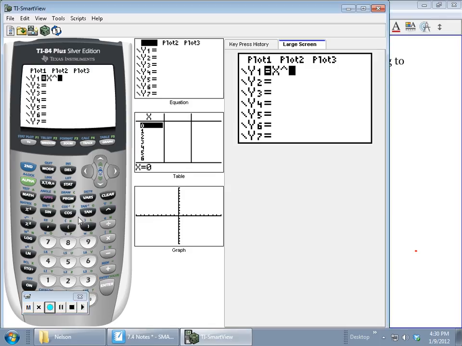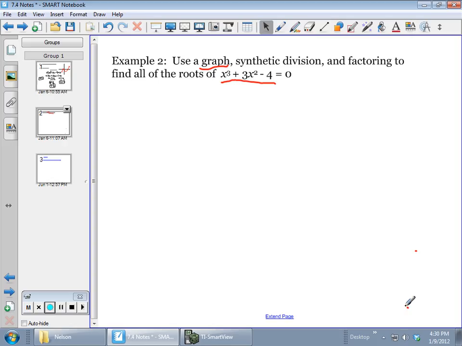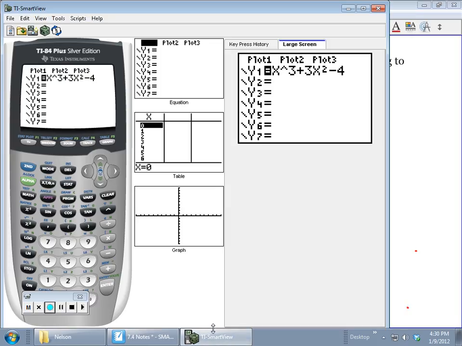X to the third plus 3x squared minus 4. Let's double check and make sure I got that right. X to the third plus 3x squared minus 4. Okay. And then I'm going to graph it.